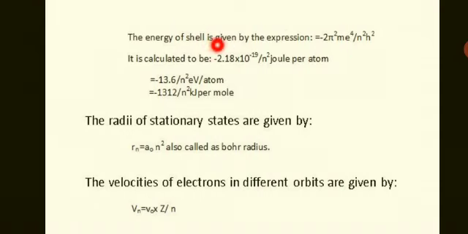The energy of the shell is given by the expression 2 pi square m e raised to power 4 upon n square h square. It is calculated to be minus 2.18 into 10 to the power minus 19 upon n square joule per atom.